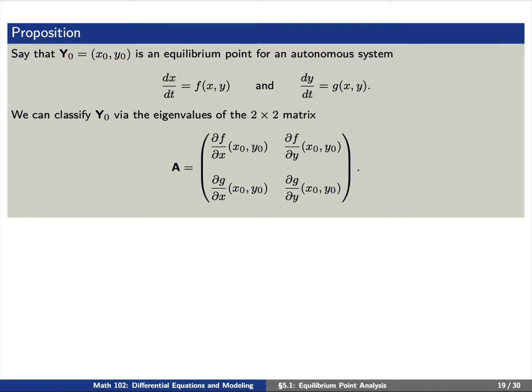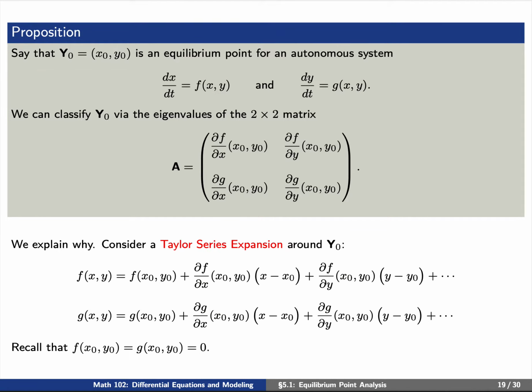Here's our main result for the day. Say that capital Y sub 0 is an equilibrium point for our autonomous system dx/dt equals f(x, y) and dy/dt equals g(x, y). We can classify the equilibrium point capital Y sub 0 via the eigenvalues of the following 2 by 2 matrix capital A: df/dx evaluated at capital Y sub 0, df/dy evaluated at capital Y sub 0, dg/dx evaluated at capital Y sub 0 and dg/dy evaluated at capital Y sub 0. We'd like to quickly explain why.